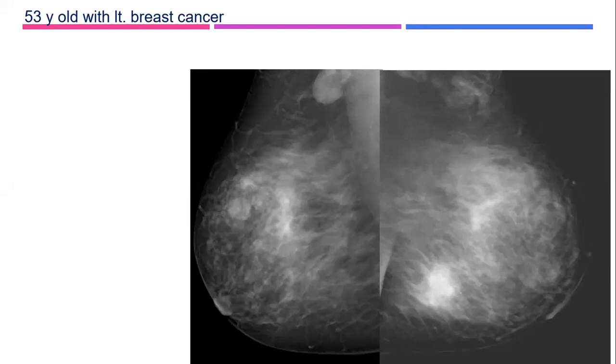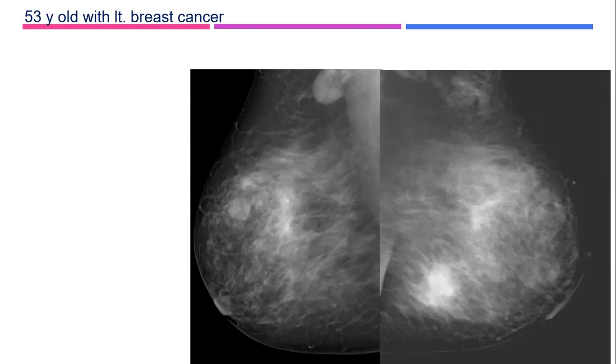And there is also posterior focal asymmetry in the right breast. Where? Posteriorly, on the right. There is obliteration of the posterior fat. This is projection, same as here.